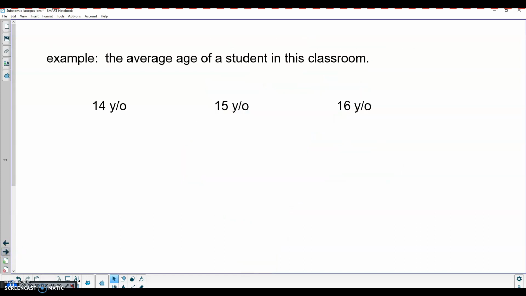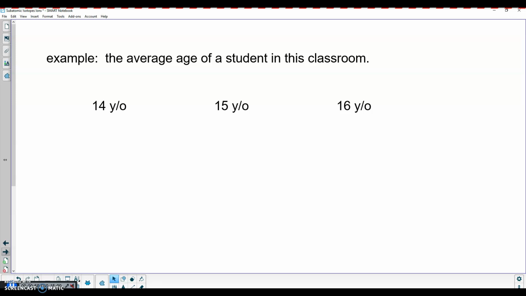So let's say I want to know the average age of a student in the classroom. Let's say that I gave you no information, but I told you some of you in the class are 14 years old, some are 15, and some are 16. If I asked what you suppose the average age is, you'd probably guess about 15, which, given the information I gave you, is as good as you can get. That would be a decent guess.